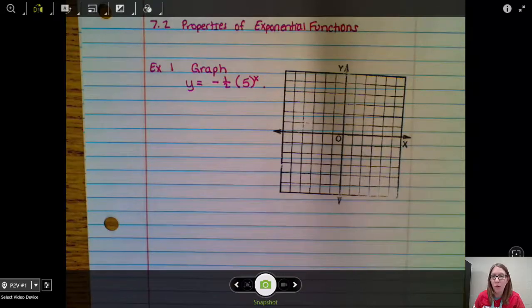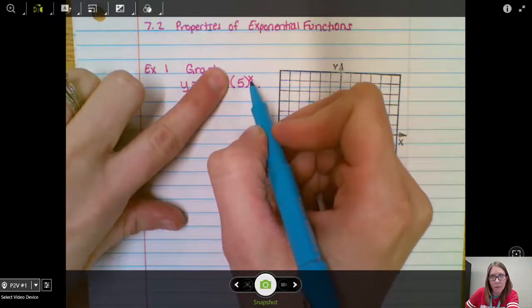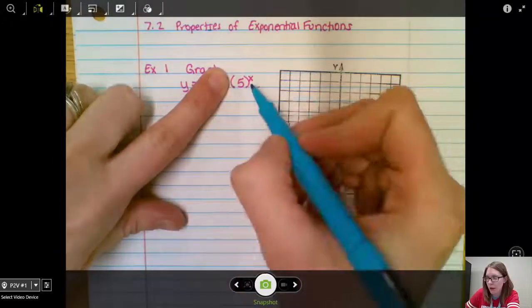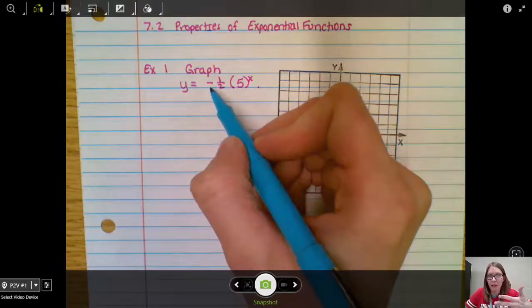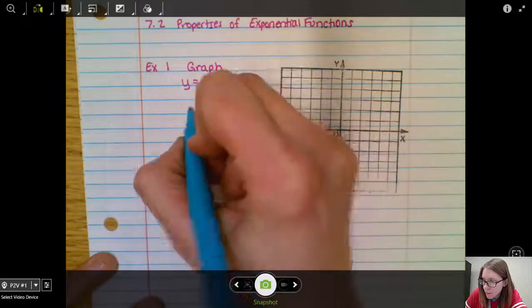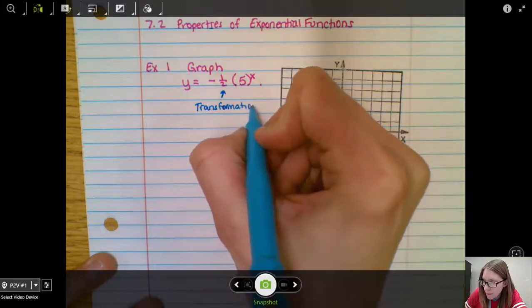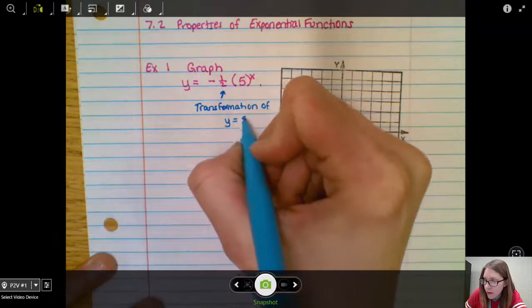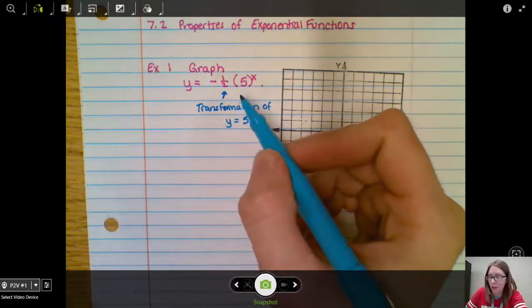And our first example here, we're going to graph y equals -1/2 times 5 to the x power. So hopefully you can kind of notice here that we really have 5 to the x power as our parent function, if you will, and then we have transformations from there. So we have this negative out front that would reflect over the x-axis, and that 1/2 is really a vertical compression. So I'm just going to make the note here that this is a transformation of y equals 5 to the x power. Knowing that will make graphing this function a lot easier.